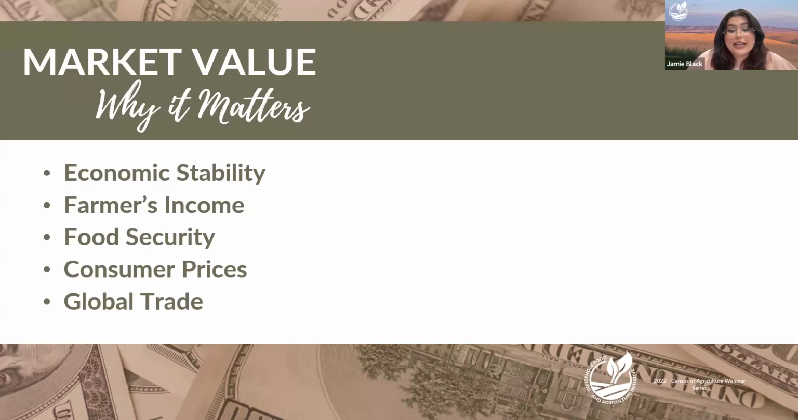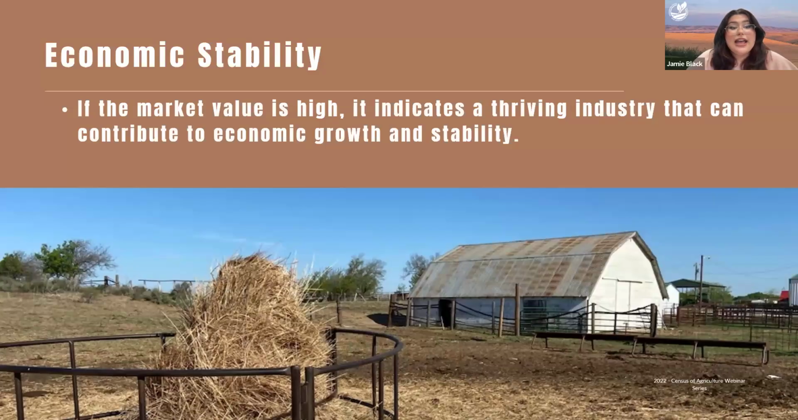The first one is economic stability, and agriculture is a major part of many economies worldwide. So knowing the market value helps the government and businesses understand the economic health of the agriculture sector. If the market value is high, it indicates that the industry is thriving and that it can contribute to economic growth and stability.